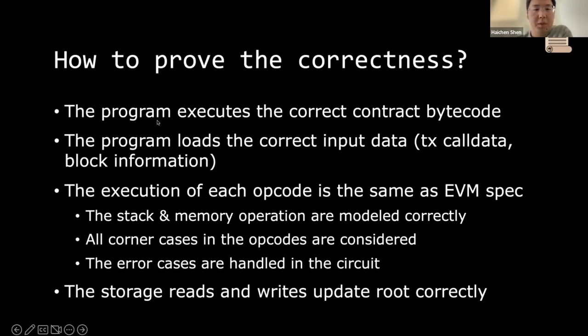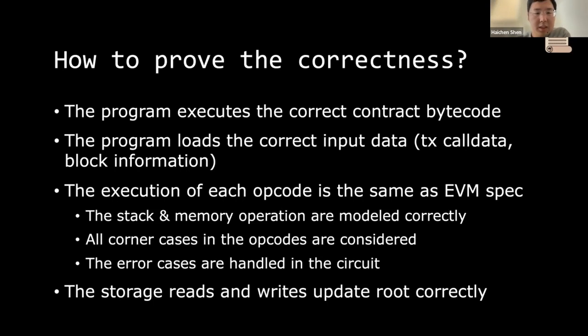The first is that the program executes the correct contract bytecode. That means you're not executing arbitrary code. You're adding into the trace, into the witness, the correct contract bytecode from the bytecode database, the contract database. And second, the program can load the correct input data, including the transaction call data, state root, and some block information from the block header.